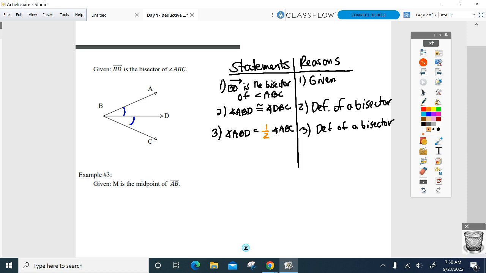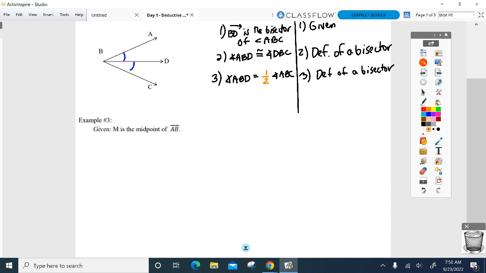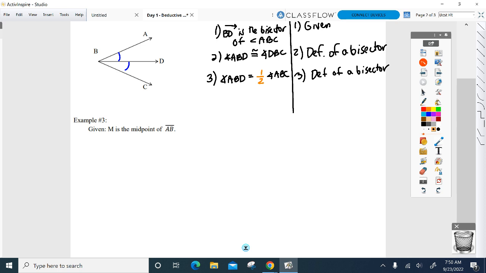How are we feeling here? Because I got two more to do with you and then you're on your own. All right, example 3. What did I not provide here? Do you think you can draw it yourself? Draw, don't construct, draw. M is the midpoint of AB. Can you give me a line segment AB and M is the midpoint? Mark on your diagram what you know.